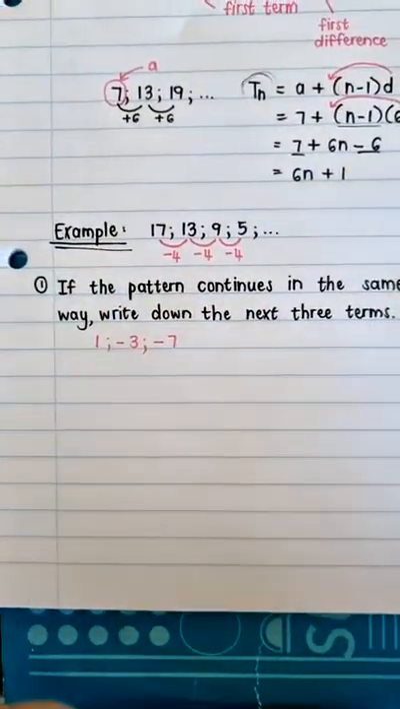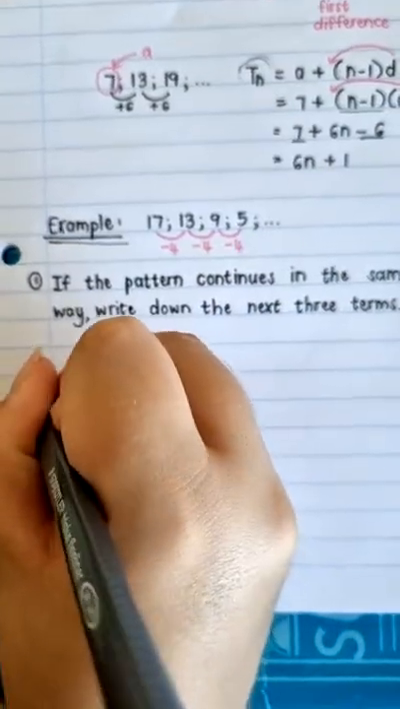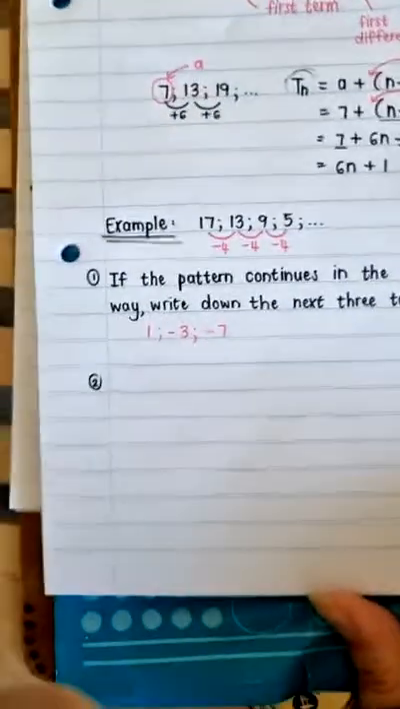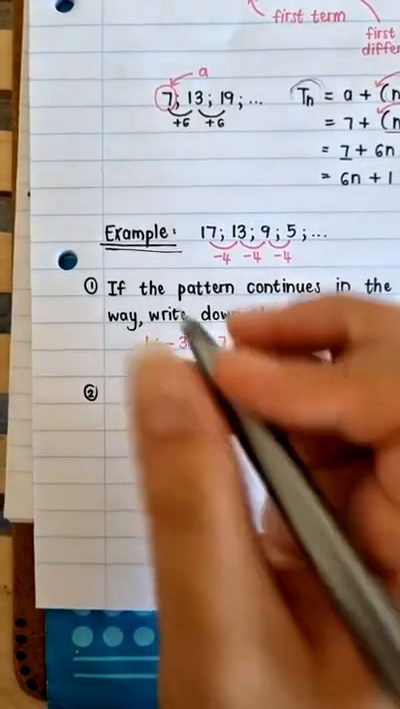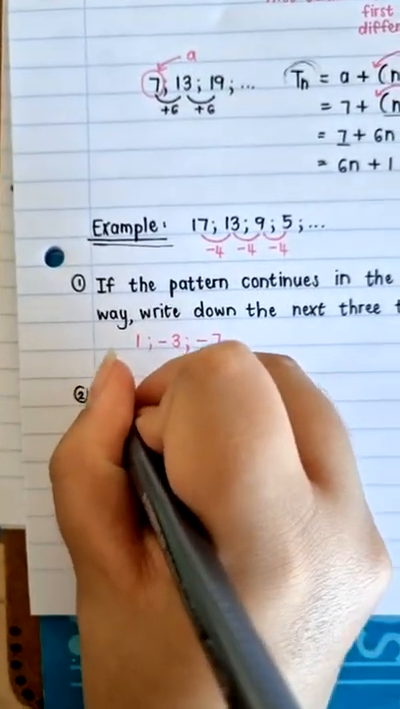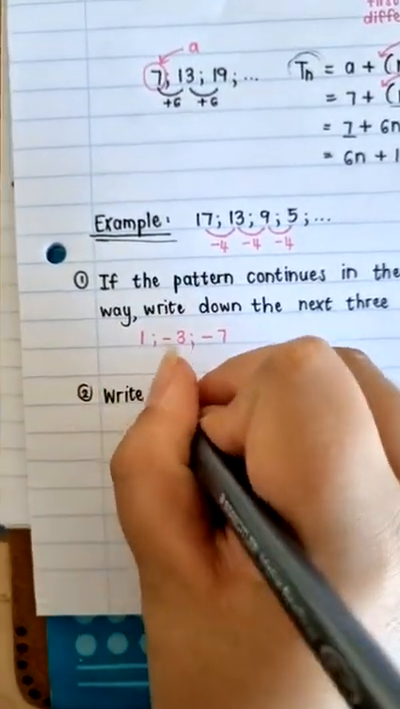Well done. Number 2. They are now saying here, write down a formula for the nth term.